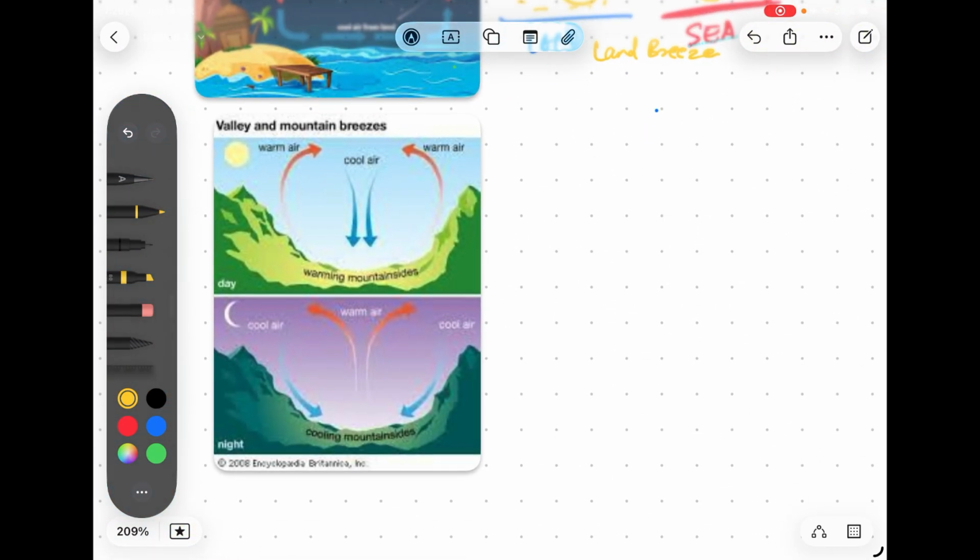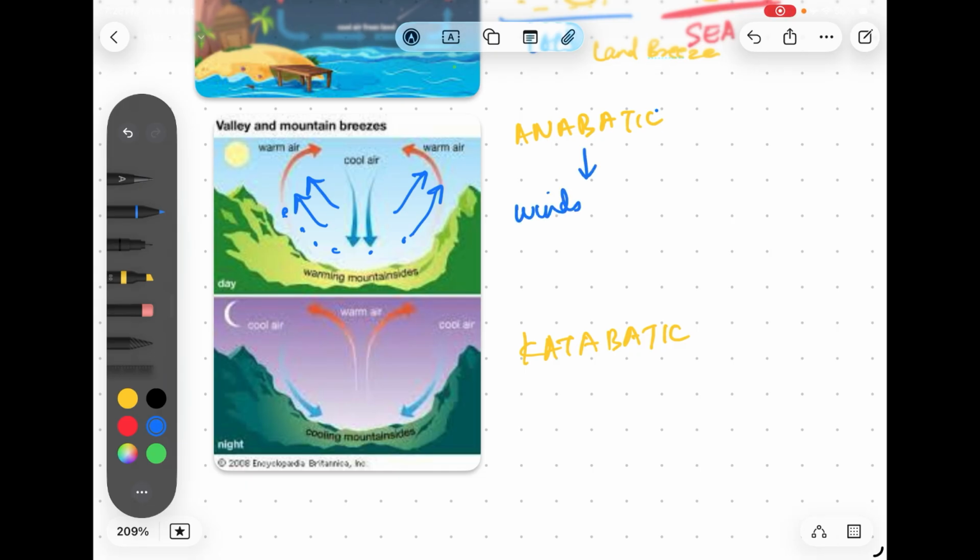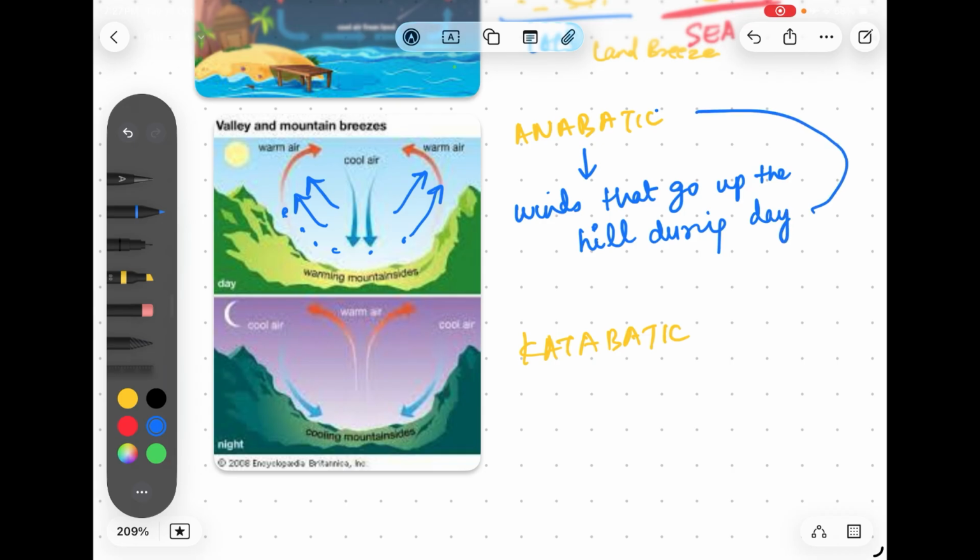Now there are another two winds that we are going to talk about. One is anabatic winds and the other is catabatic winds. This is anabatic, and this is catabatic. During the day, the wind at the valley starts to rise because it's hotter, of course. These particles are there, so this wind starts to rise. The wind that goes up the hill during the day is known as anabatic wind.